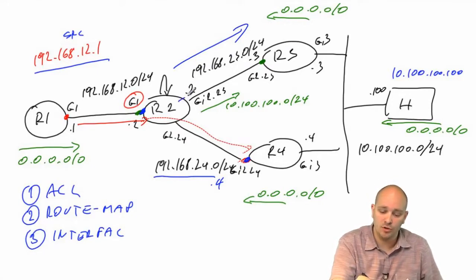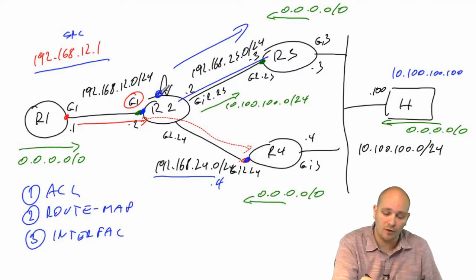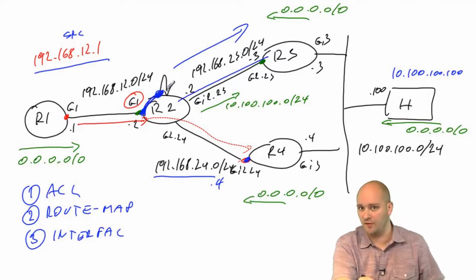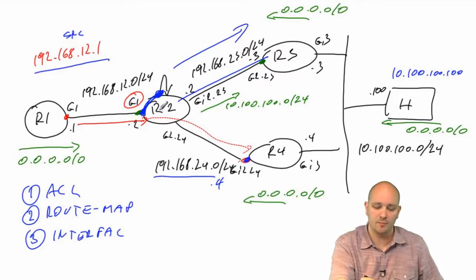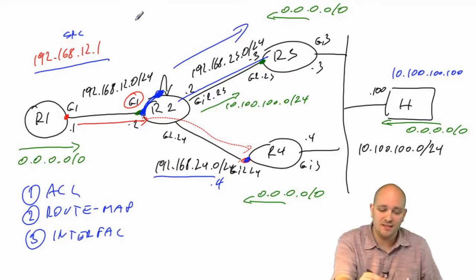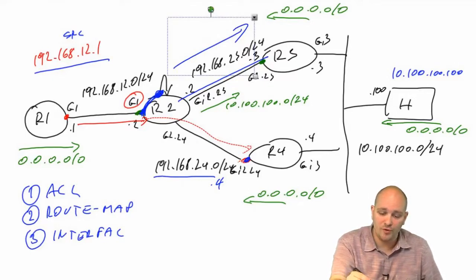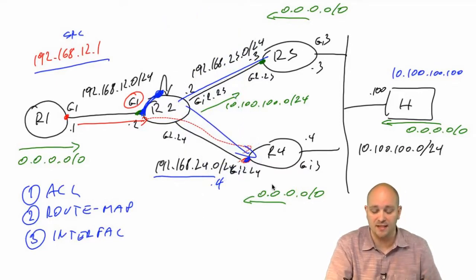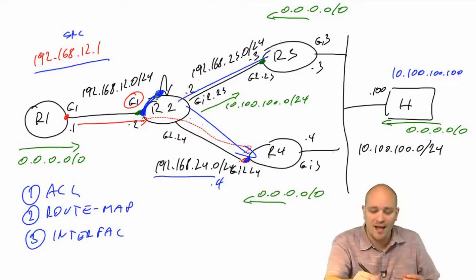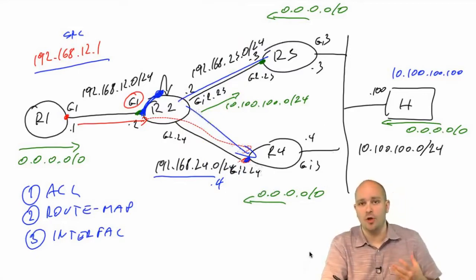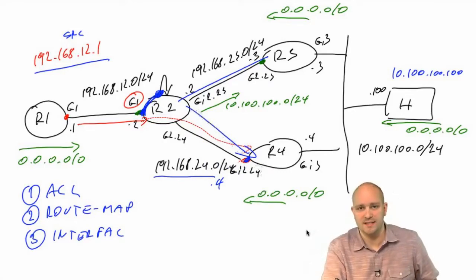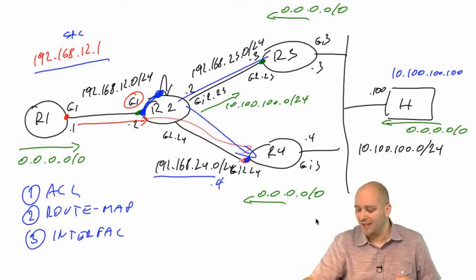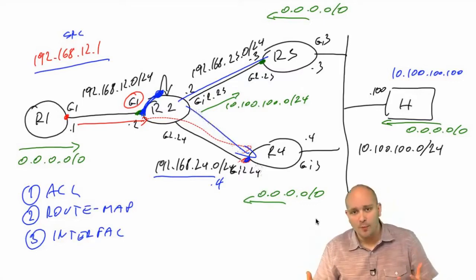interface? So I want the traffic that is sourced by the loopback of R2, or any of the interfaces of R2 for that matter, I want to send this traffic not where the route tells me to send it. I actually want to send it down this interface here. So I want to override the routing table, and I want to send this down where my previous policy says.